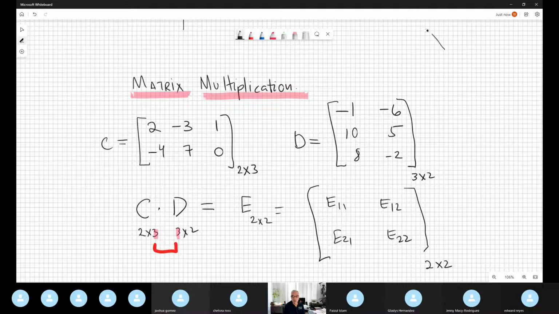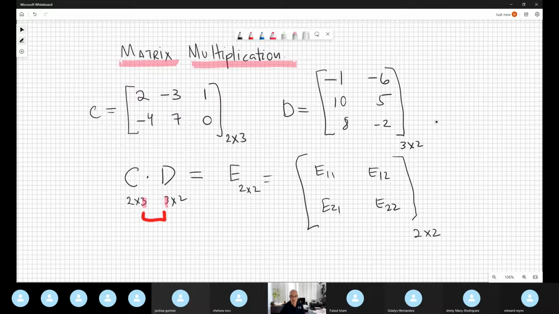What do 1,1, 1,2, 2,1, and 2,2 mean? In the double subscript, the first subscript indicates the number of the row that this element belongs to. This element gets 1,1 because it's located in row 1 and column 1. This number is in row 1, column 2. This is row 2, column 1, and this is row 2, column 2. So basically, you need to find 4 elements.